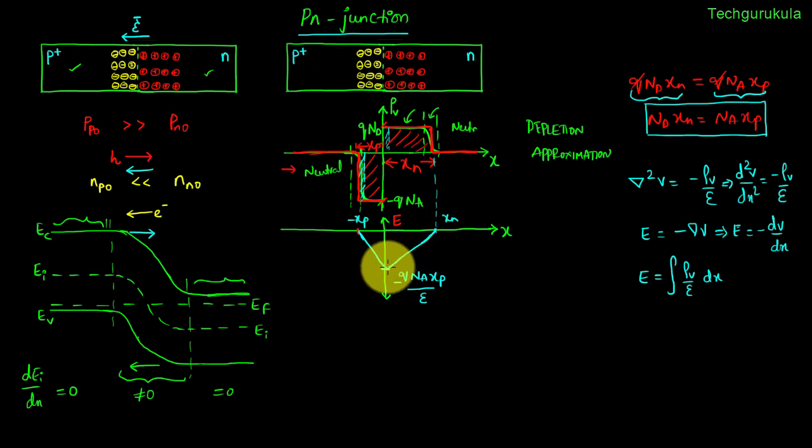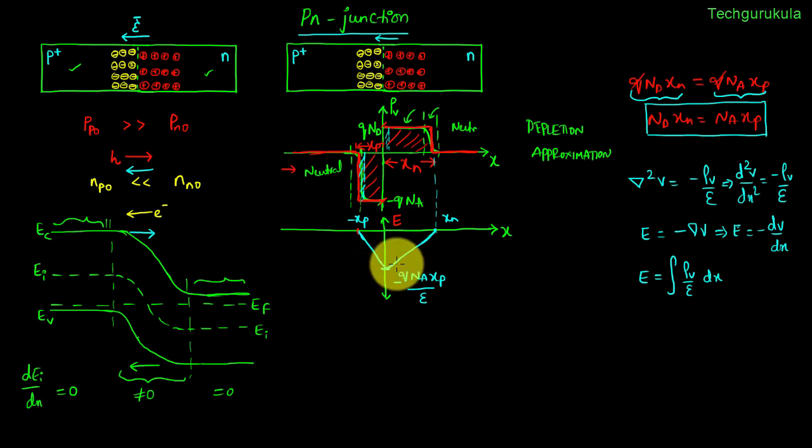The reason we got the electric field negative is because the electric field is actually pointed from the N side to the P side, but we are integrating from the P side to the N side, which means the electric field direction is actually negative with respect to x. That's why we got the electric field as negative. Whichever way the electric field is, it has a maximum electric field.